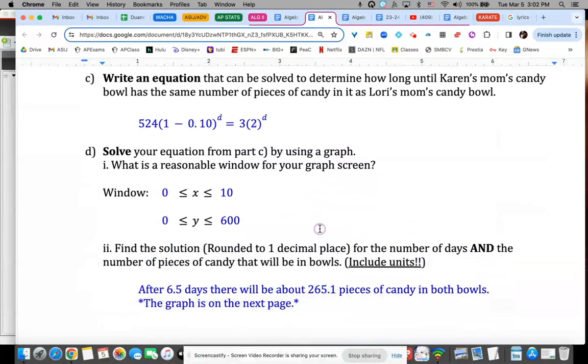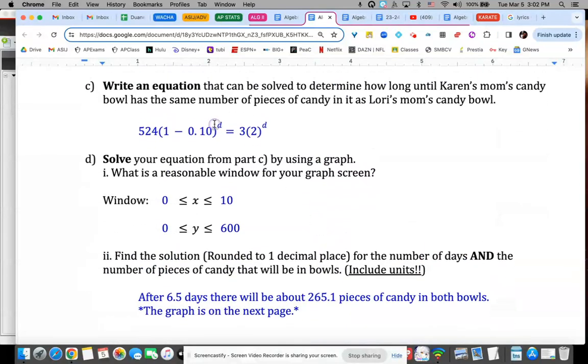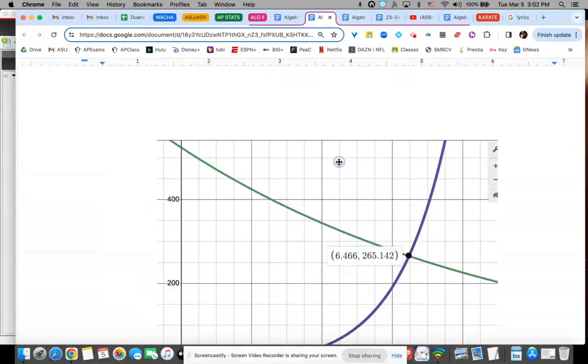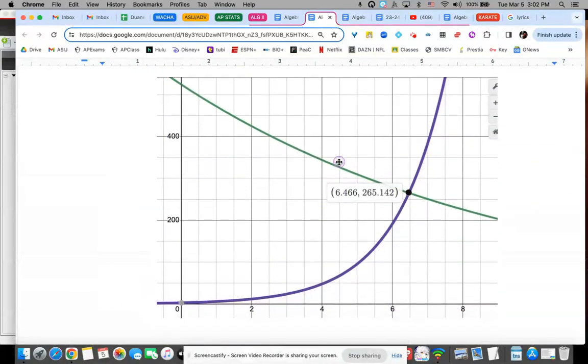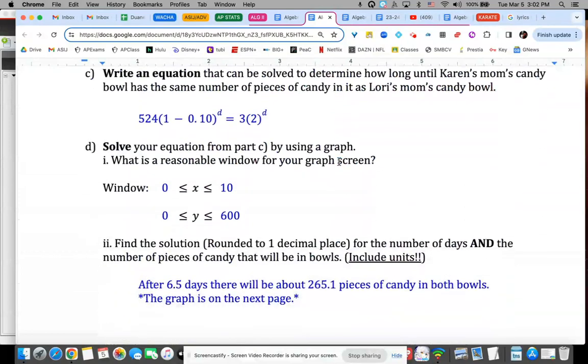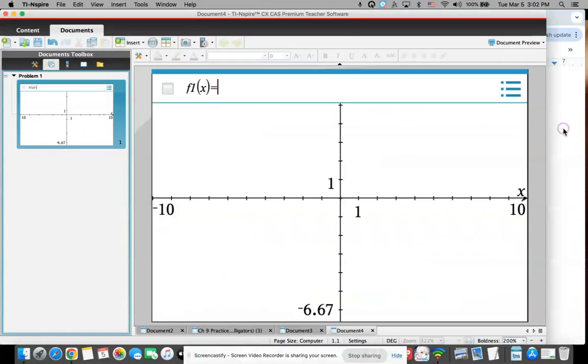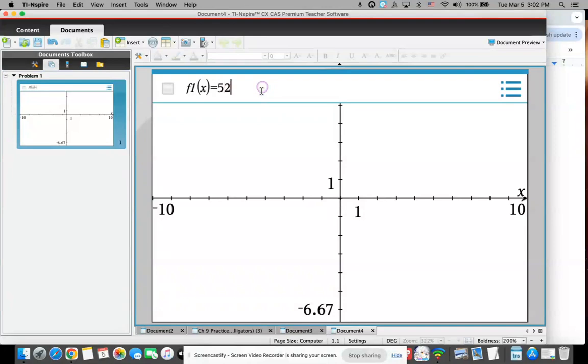Then I'm going to use my TI Inspire and figure that out. So actually, I have the graph down here, right? I did this on Desmos, but you should be able to do this on your TI Inspire as well, and just graph these things out. You might have to change the window. Let me do it. So we got 524 times, I'm just going to write 0.9 and then raised to the x. So that's one equation.